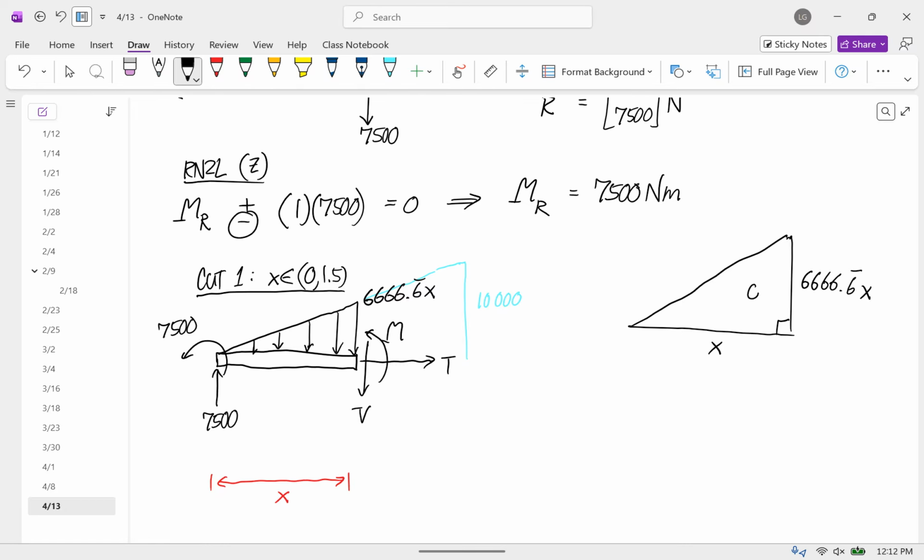The centroid is 2/3 of the way from the point to the edge. Well, the whole thing is x, so that just means this is 2/3 x. The area is the base times the height divided by 2. And so that's 3,333.3 repeating x squared.